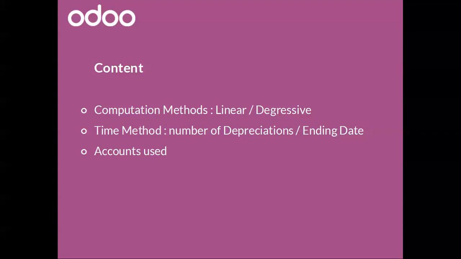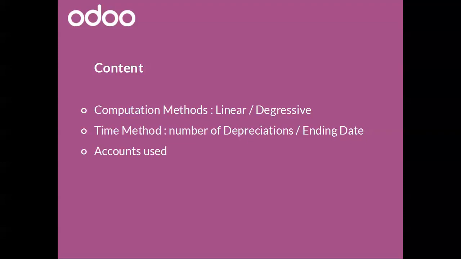We will also talk about the time methods that can be used in Odoo, which are a number of depreciations. So you specify the number of times the goods will be depreciated, for instance, 5 years or 60 months, and you indicate the period length. That is the number of times in 1 year that you will post a depreciation entry. The ending date time method means that you have to indicate period length, meaning the number of times in 1 year you will post a depreciation entry. If you set this value to 1, for instance, Odoo will create 12 entries in 1 year.